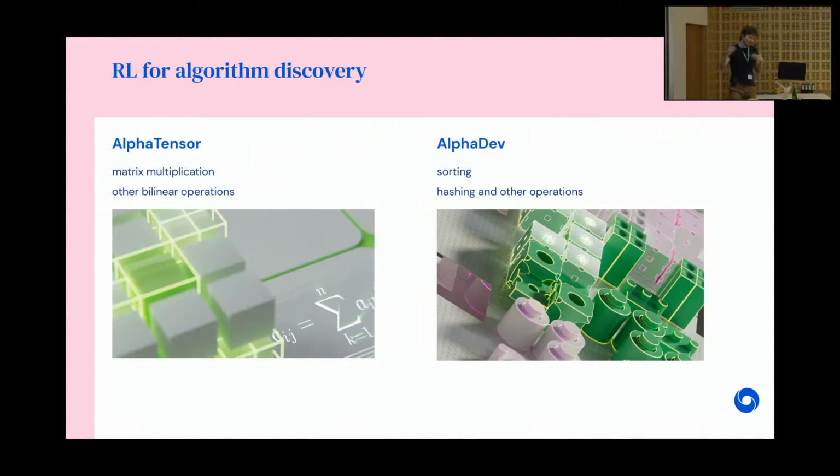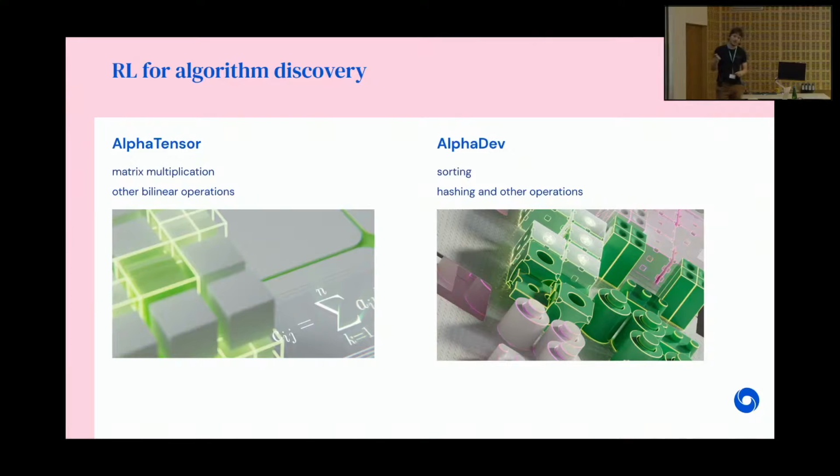Now, going beyond bilinear operations, reinforcement learning can also be used to discover algorithms for other types of problems more generally. I presented the work on AlphaTensor that's specific to bilinear operations, but just three weeks ago, a new work has come out of DeepMind called AlphaDev, which operates on the level of source code directly and is able to discover new algorithms for other fundamental operations in computer science, such as sorting lists, or hashing, and also other operations.